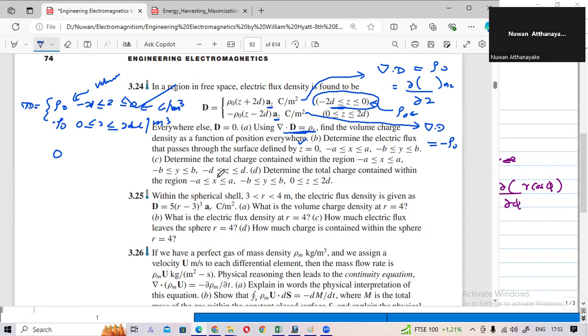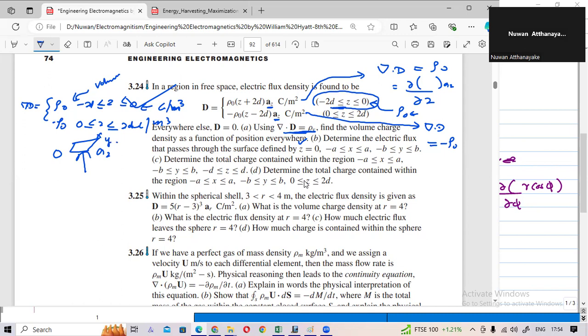Okay. Then determine the electric flux that passes through the surface. Okay. So here again you have to do the surface integration. Surface integration. So that is not much difficult. Okay. So you can see that this D is only in a Z direction. Okay. This direction, a Z direction. So this a Z direction is only perpendicular to the XY plane.